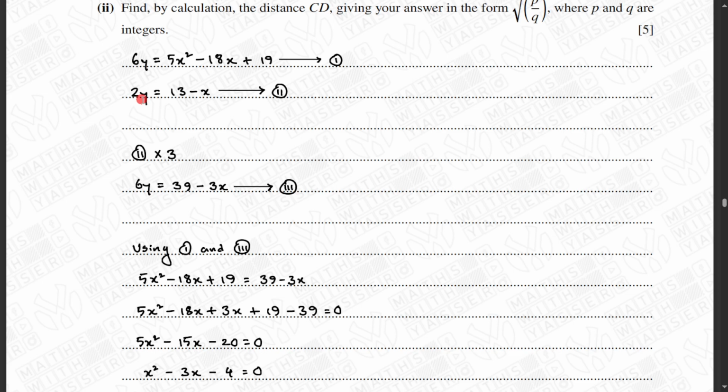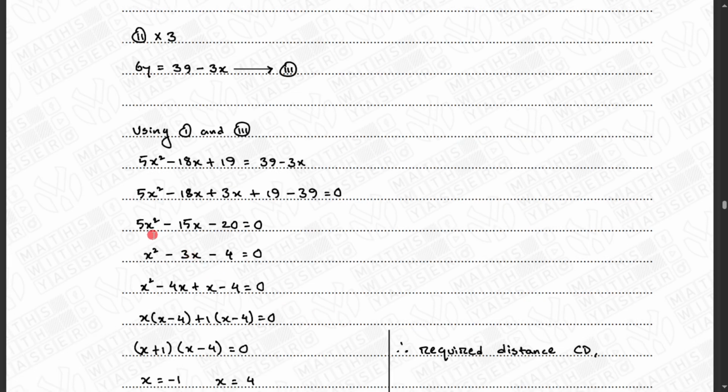2y over here. So in order to equate them, I thought of first multiplying equation 2 by 3. And that gives us 6y equals 39 minus 3x. Now we can simply equate 6y equals 6y. So that will be 5x squared minus 18x plus 19 equals 39 minus 3x. So 5x squared minus 18x plus 3x plus 19 minus 39 is equal to 0. 5x squared minus 15x minus 20 equals 0.